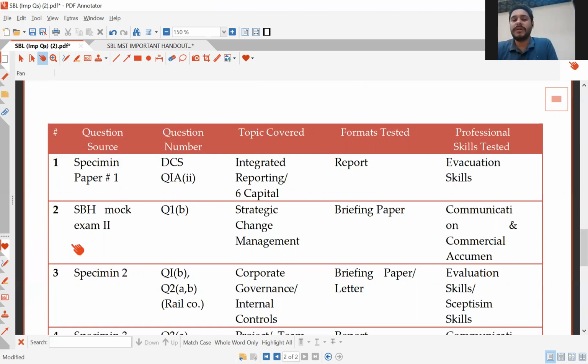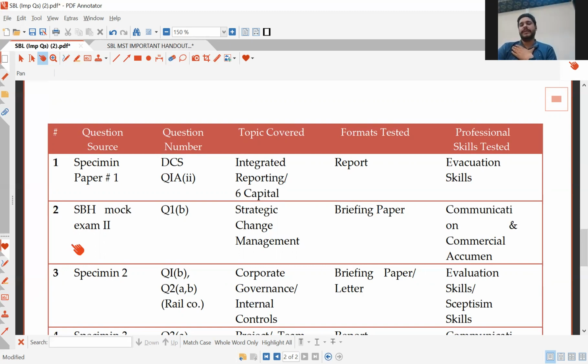If you want to revise the topic of communication and commercial acumen skills, including the briefing paper format, I would request you to kindly go through the topic of strategic change management. My request would be to kindly go through my mock exam number 2, which I have conducted in my regular course and in my workshop.